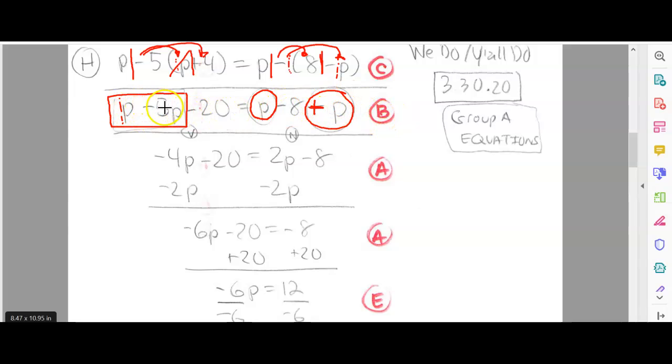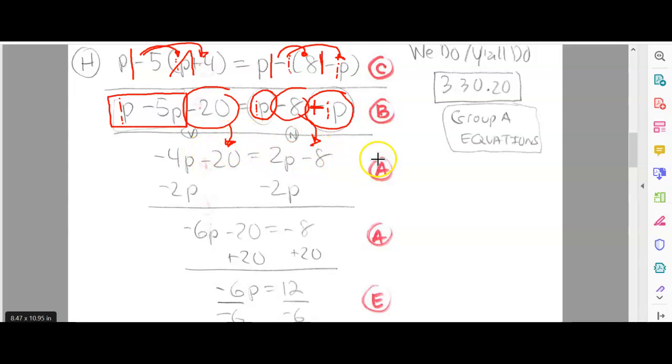I have one positive, I have 5 negatives, that's going to be 4 negatives. That'll bring down the negative 20 because I didn't do anything with it. So then I have one positive there, one positive there, so the sum of 1 and 1 is 2, and then I go ahead and bring the base with it, the P. All right, and I didn't touch the negative 8, so of course the negative 8 goes down there, and that's the same thing with negative 20.